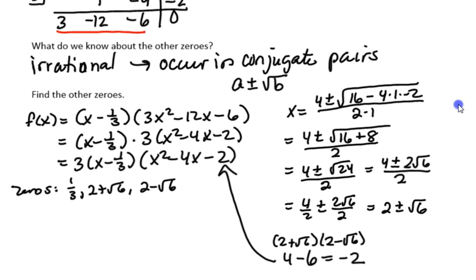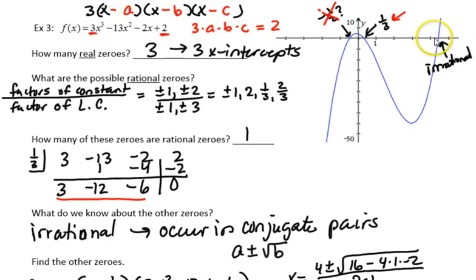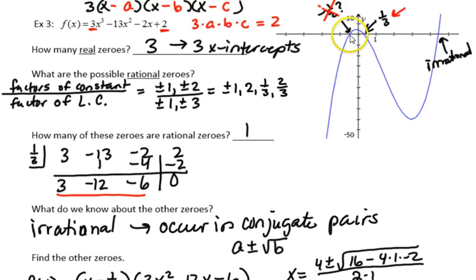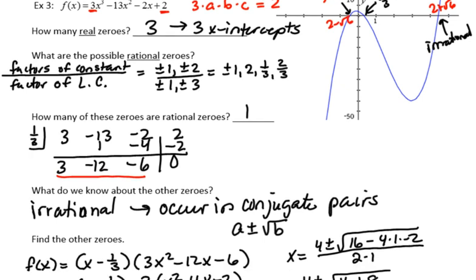The square root of 6 is somewhere between 2 and 3, 2 point something. And we notice that would give me this number here. 2 plus 2 point something would give me 4 point something. 2 minus 2 point something would give me negative point something, which is that number right there. Those would be those numbers here and here. So this would be 2 plus the square root of 6 and 2 minus the square root of 6 would be those two numbers, and there would be the 1/3.